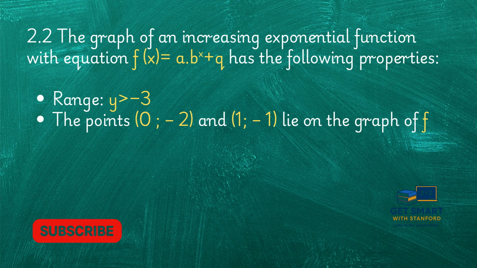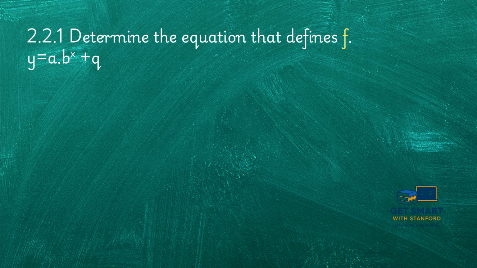In 2.2, they say the graph of an increasing exponential function with equation f(x) = a·b^x + q has the following properties. The range is y greater than -3, and the points (0, -2) and (1, -1) lie on the graph of f. 2.2.1 says determine the equation that defines f.